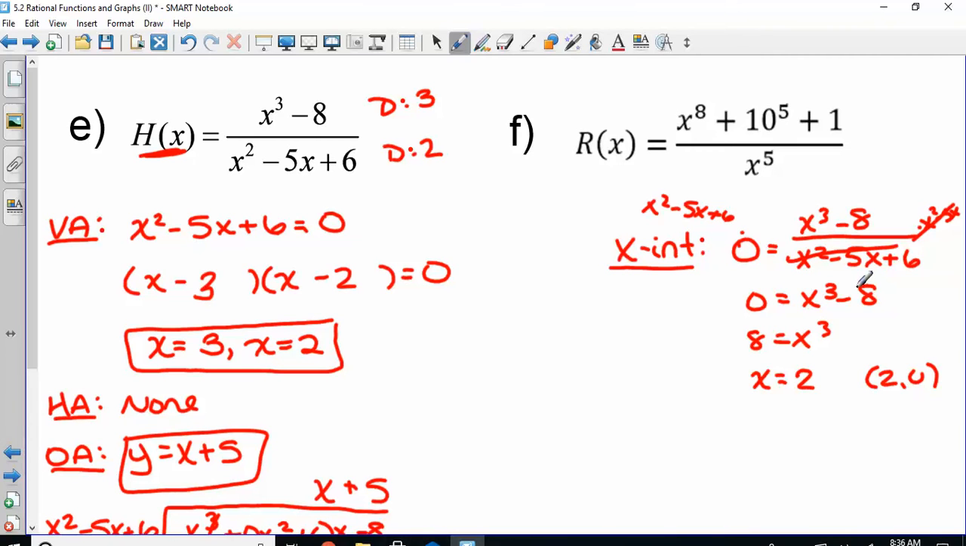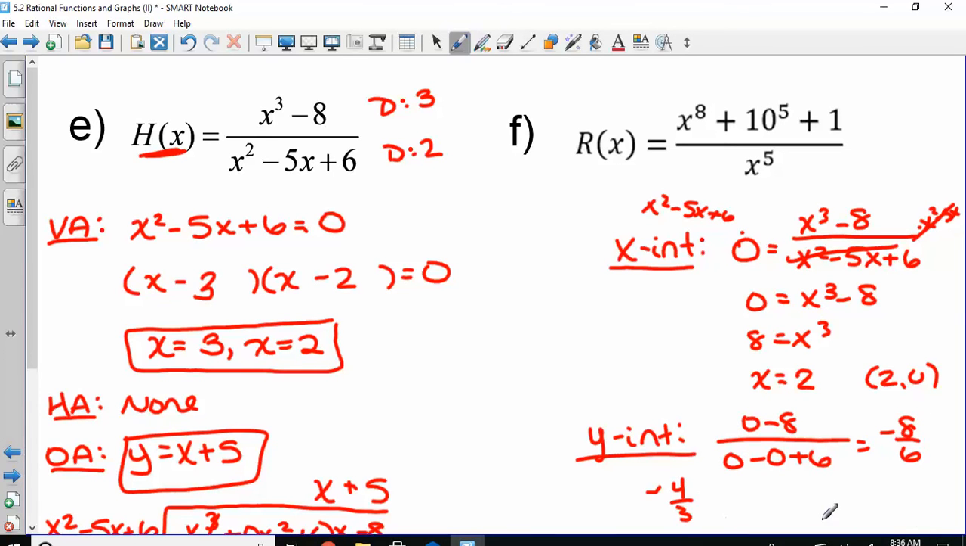That makes sense. Y-intercept. What would you have to do to find it? If I made all my x's 0, you get negative 8 over 6, or negative 4 thirds, for the y-intercept. So we will talk more about intercepts next week when we start drawing the graphs, but I figured it wouldn't hurt to look at them on one example.